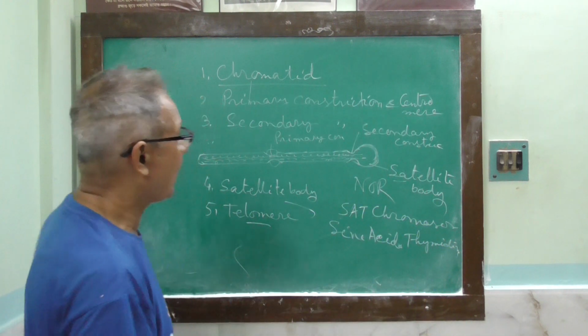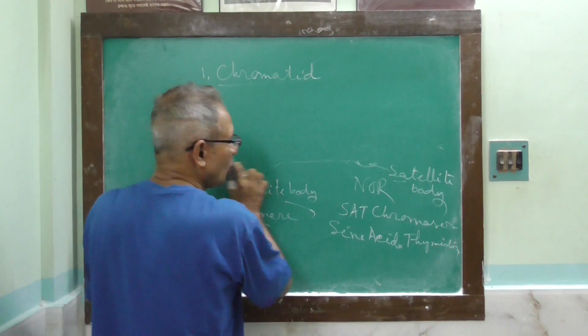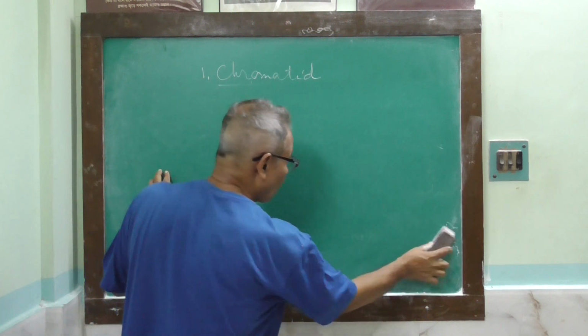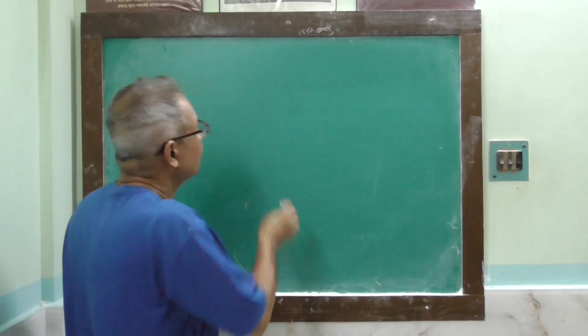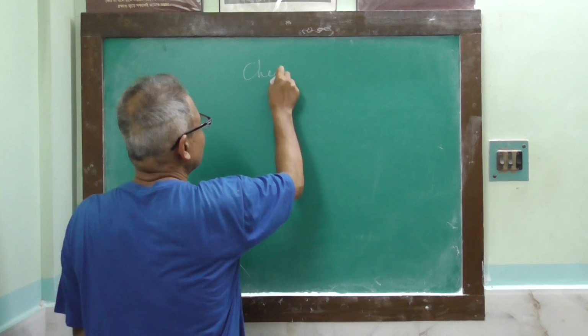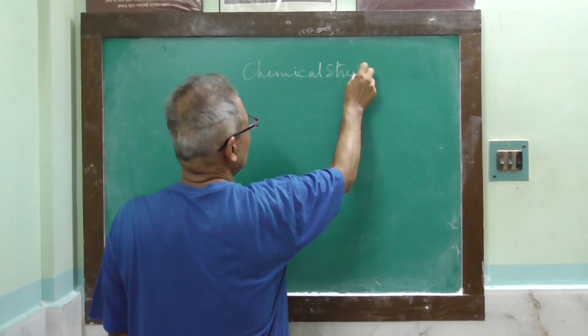Now we come to the structure of the chromosome in respect of its chemical composition. Chemical structure of a chromosome.